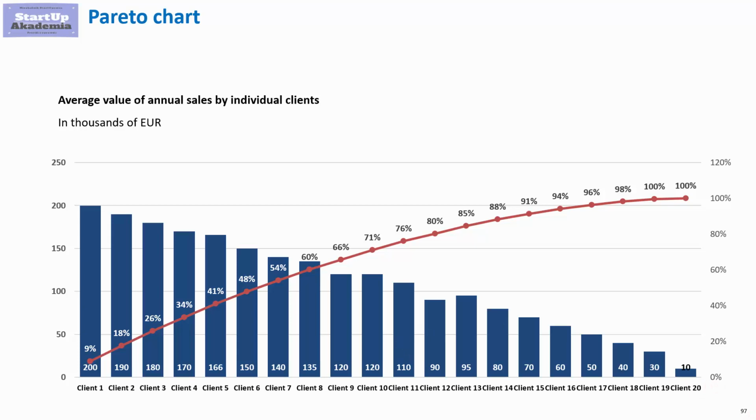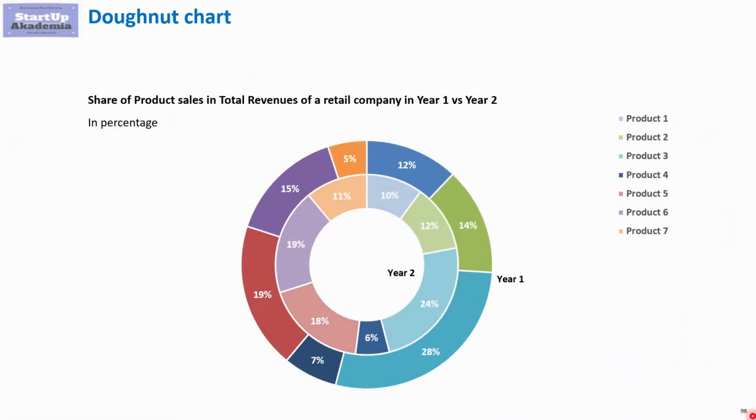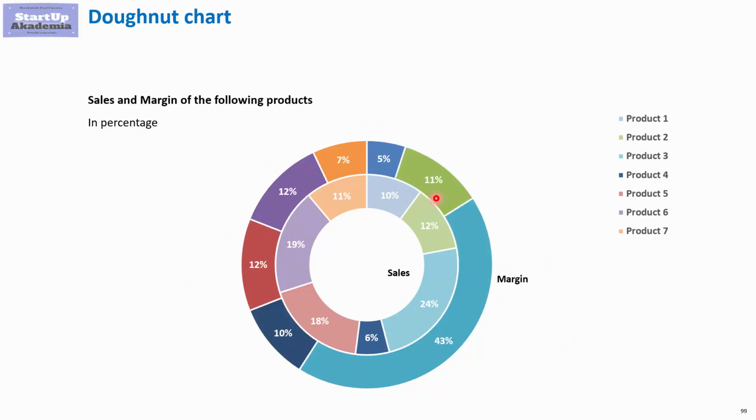And finally, you can use the so-called donut chart. Here we show the shares of different products in the revenues of the company. For year 1, this is the bigger circle and smaller circle. So inside the donut is year 2. We have also another example here. So we can present, for example, the share in sales and share in margin.